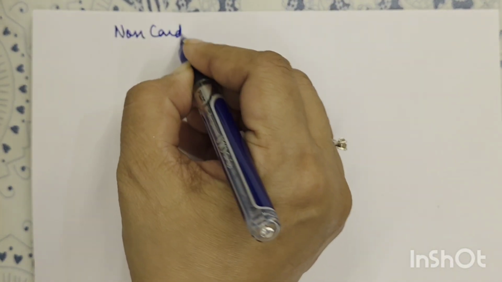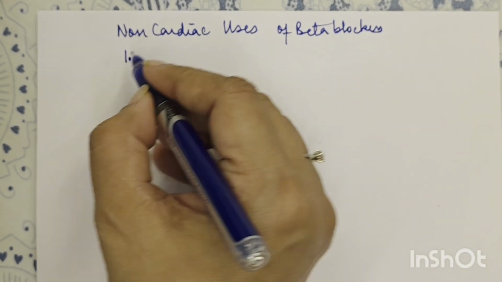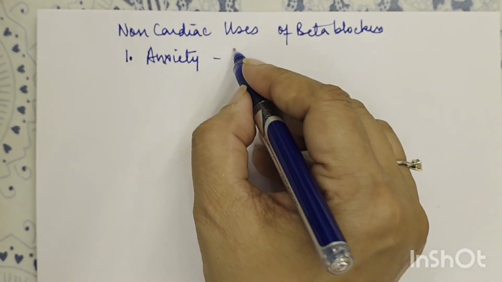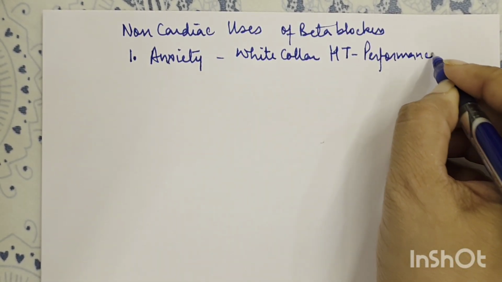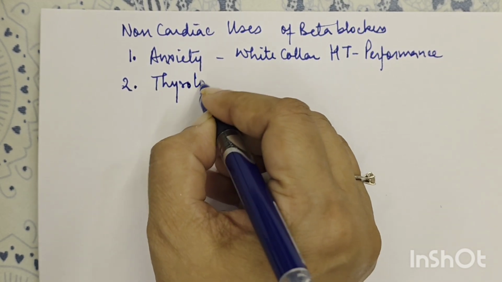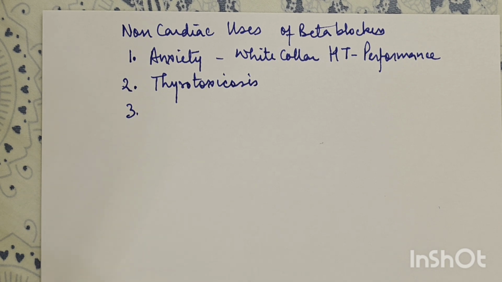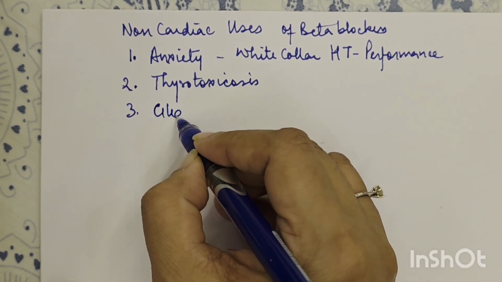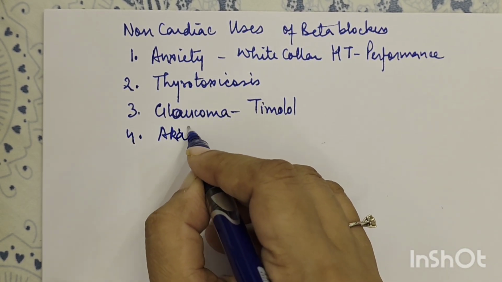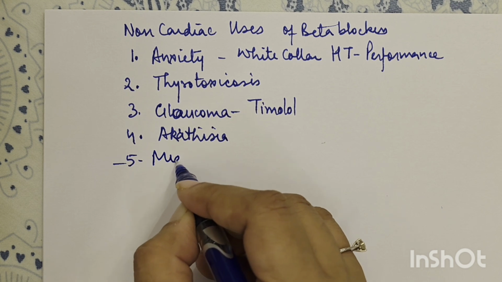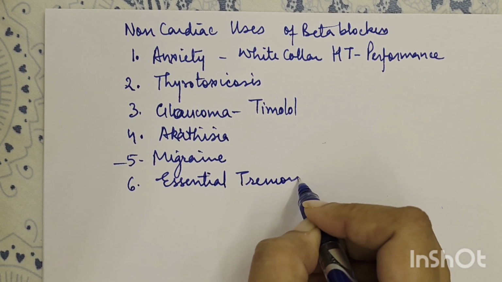Then non-cardiac uses. There are many non-cardiac uses of beta blockers. The first is anxiety, which you can also call white coat hypertension, and performance anxiety, like when you have to go on stage, give a viva, or have an exam the next day. Then thyrotoxicosis, right? In all these diseases, beta blockers are used by virtue of being an anti-sympathetic agent, so it will reduce the sympathetic drive. Then in glaucoma we use timolol to reduce the intraocular pressure. Then it is used in akathisia. In migraine prophylaxis propranolol is used, and in essential tremors it is used, right?